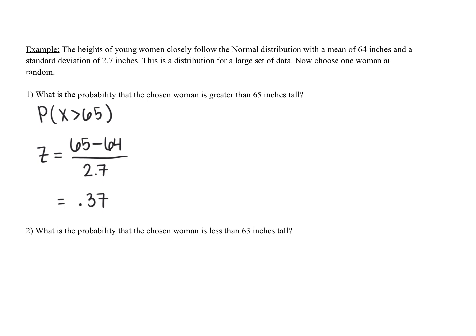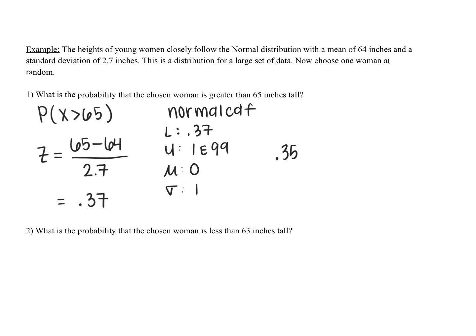So now I'm going to use normal CDF. My lower bound, because I want to be greater than, is going to be 0.37. My upper bound is going to be 1E99. And because I calculated my z-score, my mean is 0 and my standard deviation is 1. So we go to second vars, we go to normal CDF, we plug everything in, and we get a probability of 0.3557.